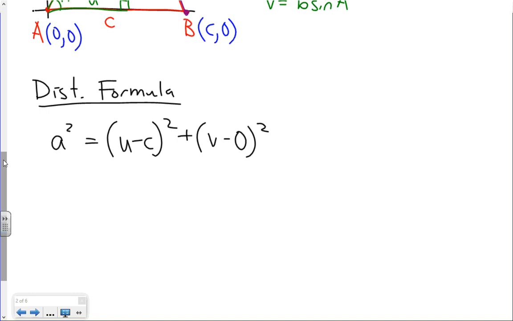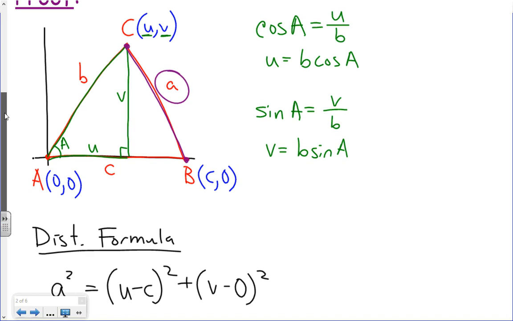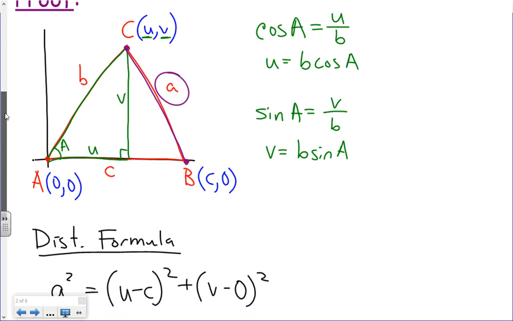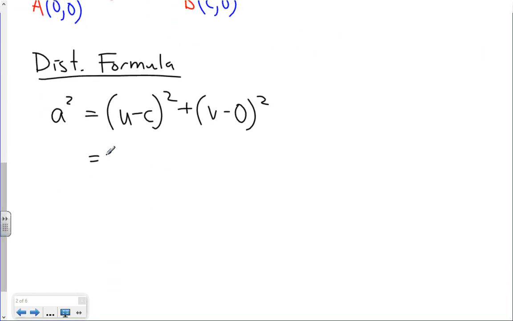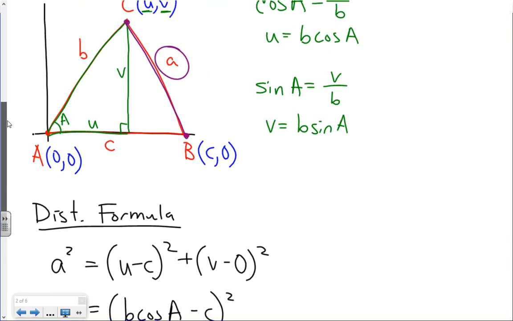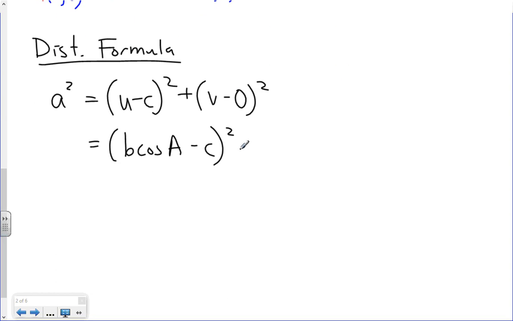Let's replace u and v with what they're equal to, because I want to get this in terms of just b and c and the angle A. That's the good thing about what we've done already. I found out that u equals b cosine of A, so I'm going to replace that: b cosine of A minus c, squared. And I found out that v was equal to b sine of A, so this is plus b sine of A, squared. I'm going to leave off the minus 0. If you want to write it, you can, but minus 0 is not going to change anything, so we'll just keep that off.